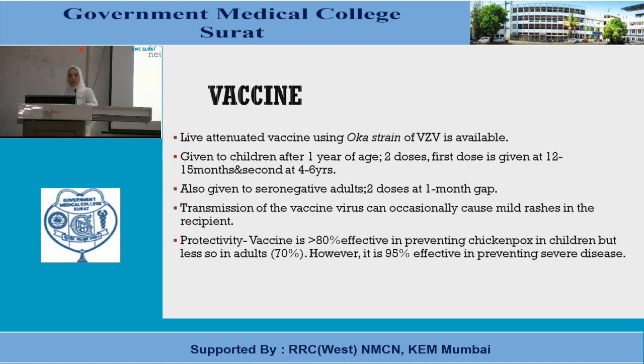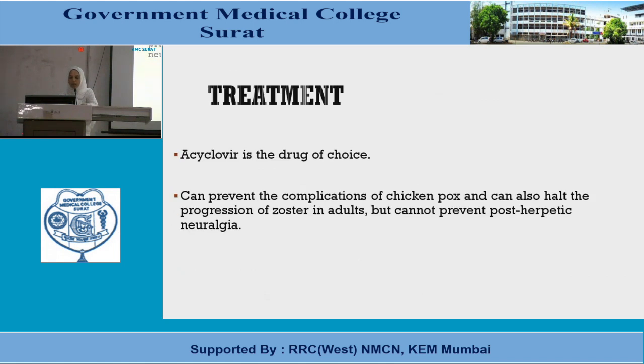The drug of choice is acyclovir. It can prevent the complications of chickenpox and can even halt zoster in adults, but cannot prevent post-herpetic neuralgia.